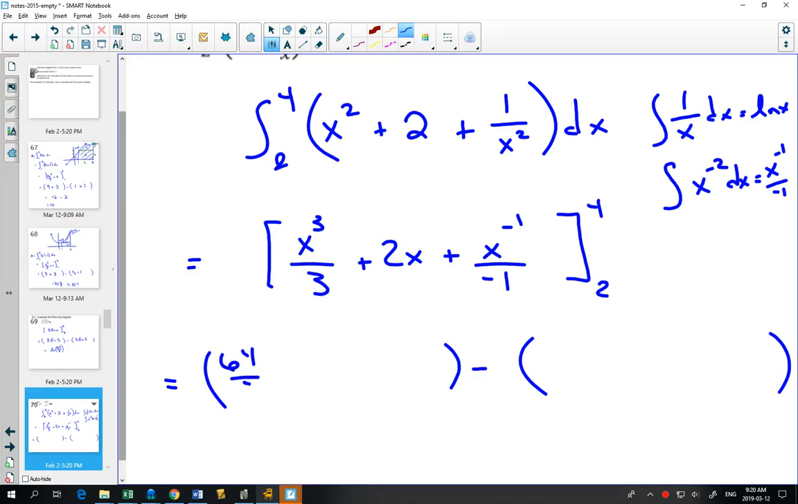So now we can plug in 4. We get 64 over 3 plus 8 minus 1 over 4. And plug in our 2, 8 over 3 plus 4 minus 1 over 2, and subtract them to get the right answer.